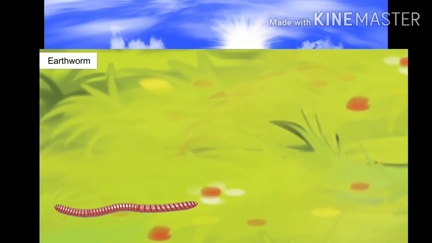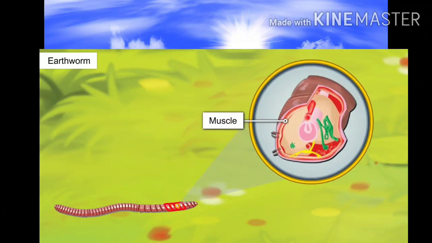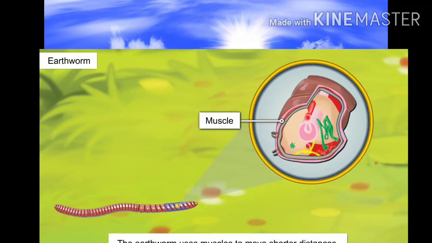Well, the body of an earthworm has many rings. These rings are joined end to end. These rings contain muscles. The earthworm uses these muscles to move shorter distances.